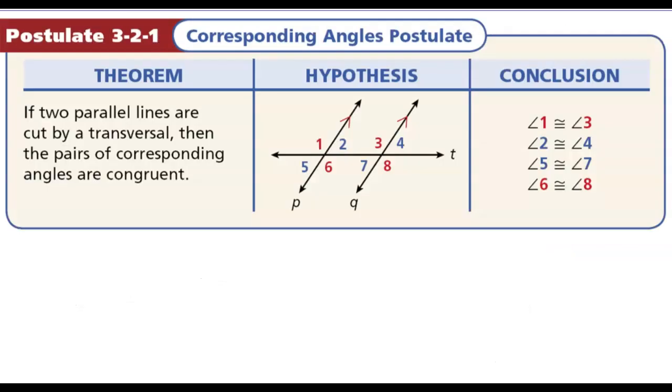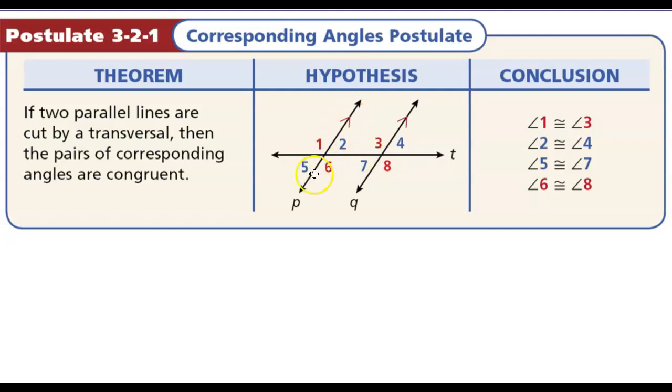Okay, so we're going to talk about a few postulates today. We're going to talk about some theorems and how they're going to affect parallel lines and transversals. So the corresponding angles postulate says if two parallel lines are cut by a transversal, then their pairs of corresponding angles are congruent. We talked about corresponding angles in the previous lesson. The way that I like to remember them is corresponding angles are going to be in corresponding locations, or in the same location with respect to the line and the transversal.